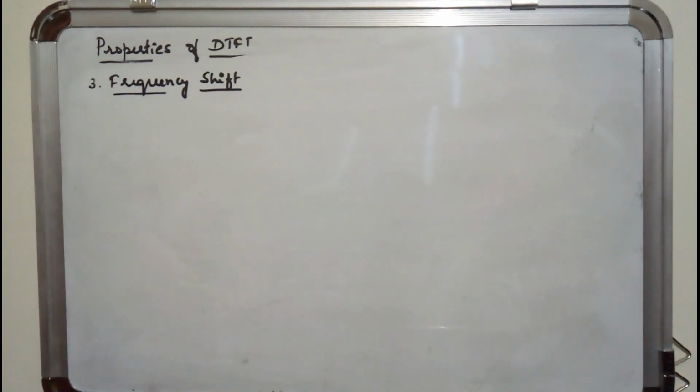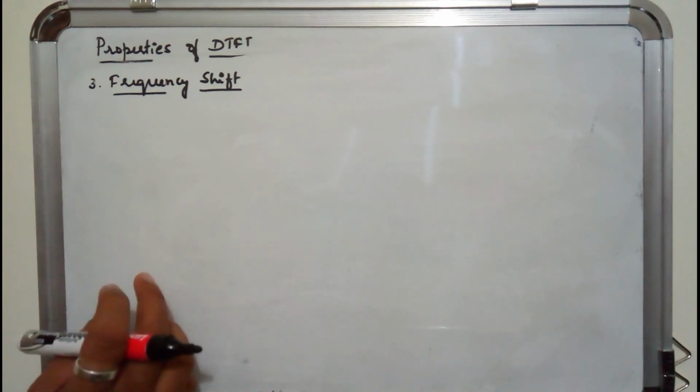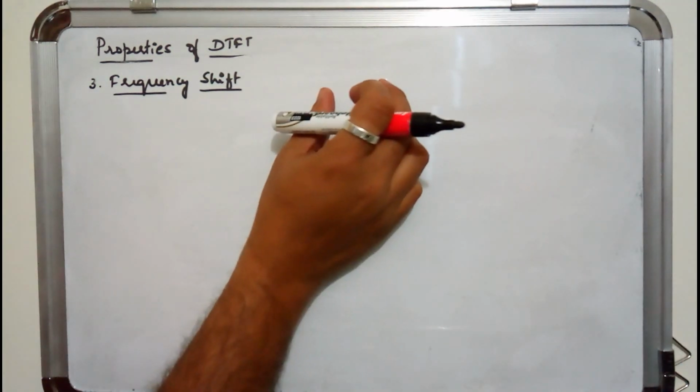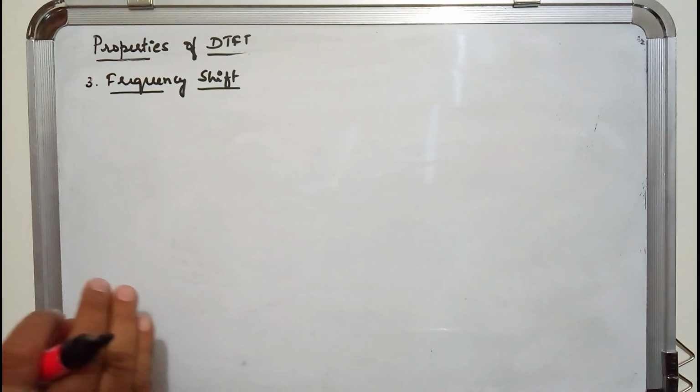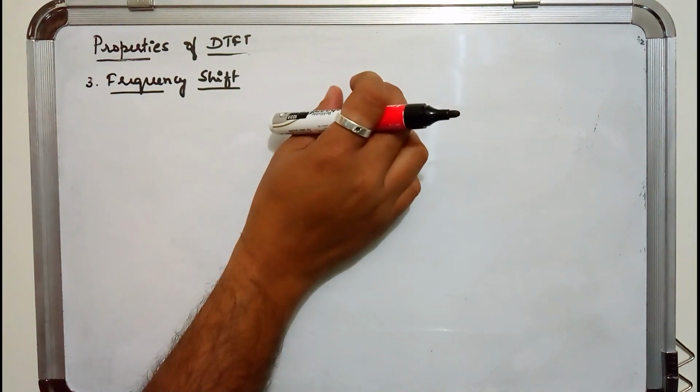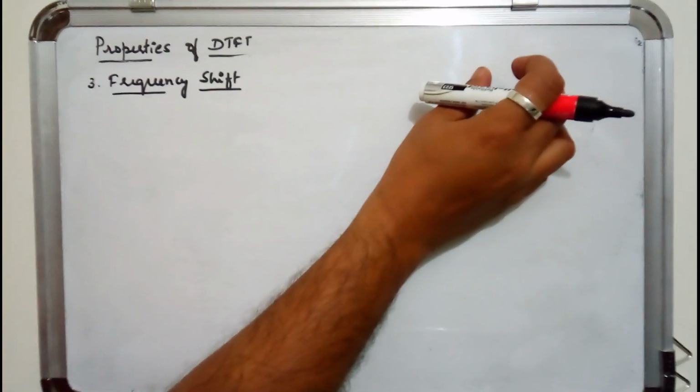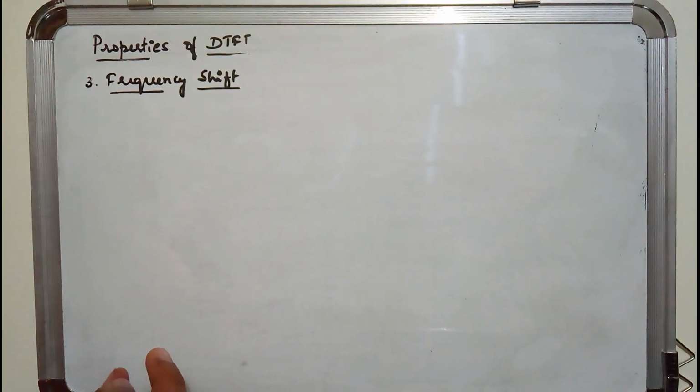Now the next property is frequency shift. So I have discussed this in detail in CTFT as well. If you have time shift in the input, there will be an exponential multiplier at the output. Now the reverse operation we are doing here, that means if you multiply an exponential at the input, you will be getting a shifted version in the frequency.